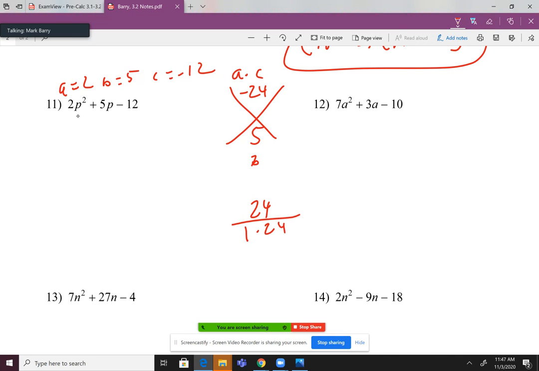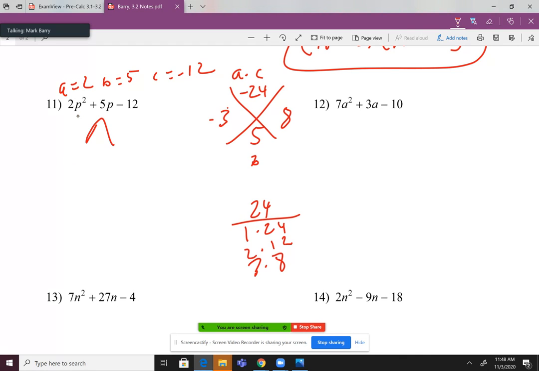Well, we could do 1 times 24. Does that subtract to 5? No, not even close, right? 2 times 12. Does that subtract to make 5? No, but I'd say we're actually getting closer, correct? 3 times 8. Hey, does that subtract to make 5? Yes. So we'll put a 3 and an 8 here. We know that one of those has to be negative. Since the bottom number is positive, we want the bigger number to be positive, smaller number to be negative.